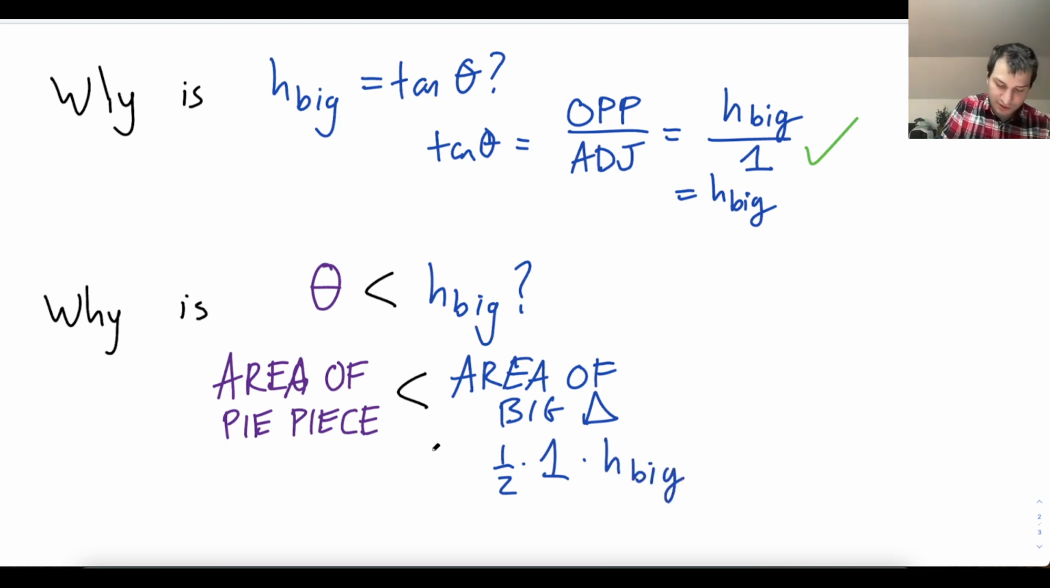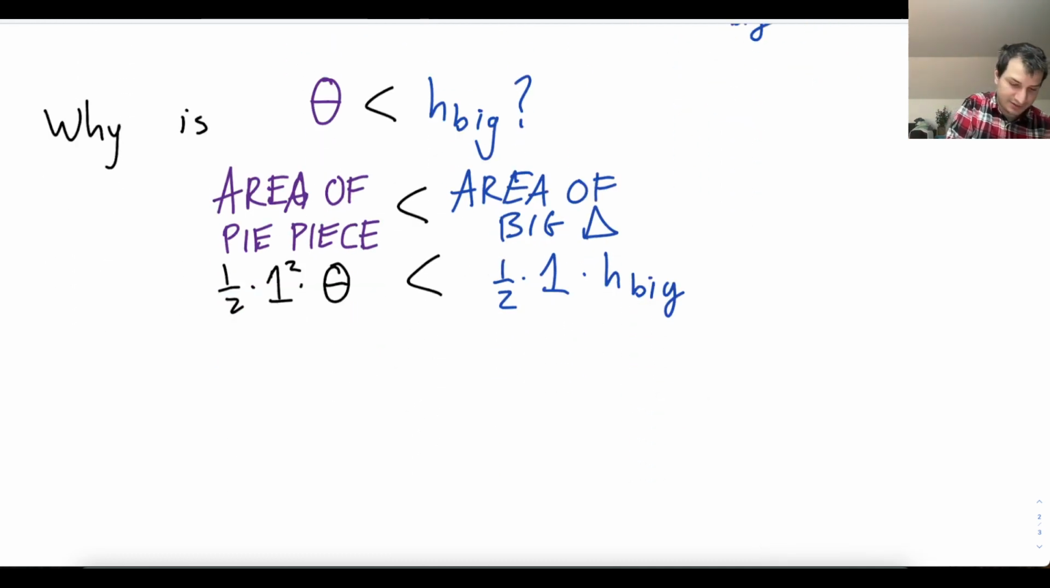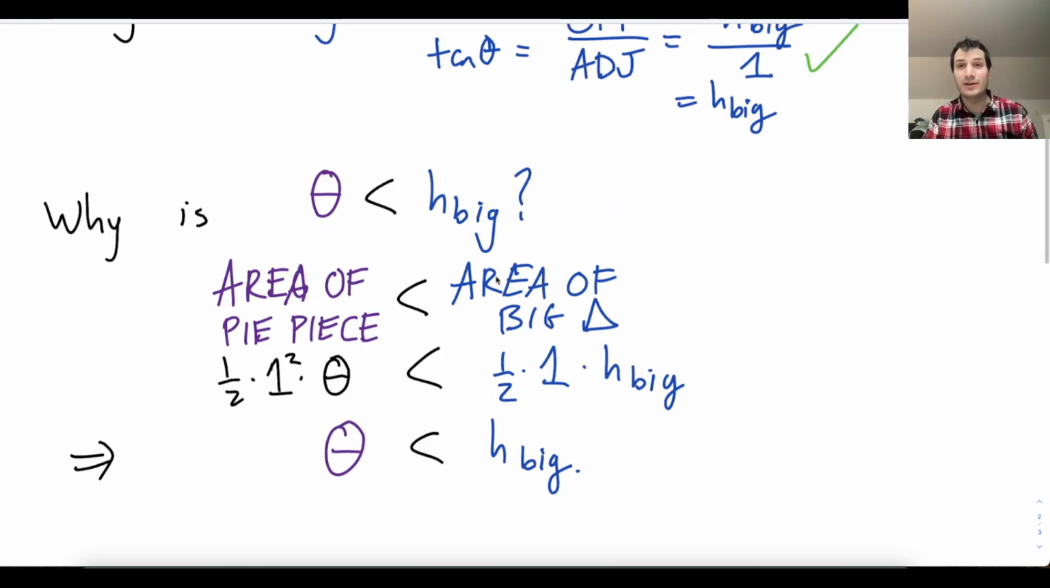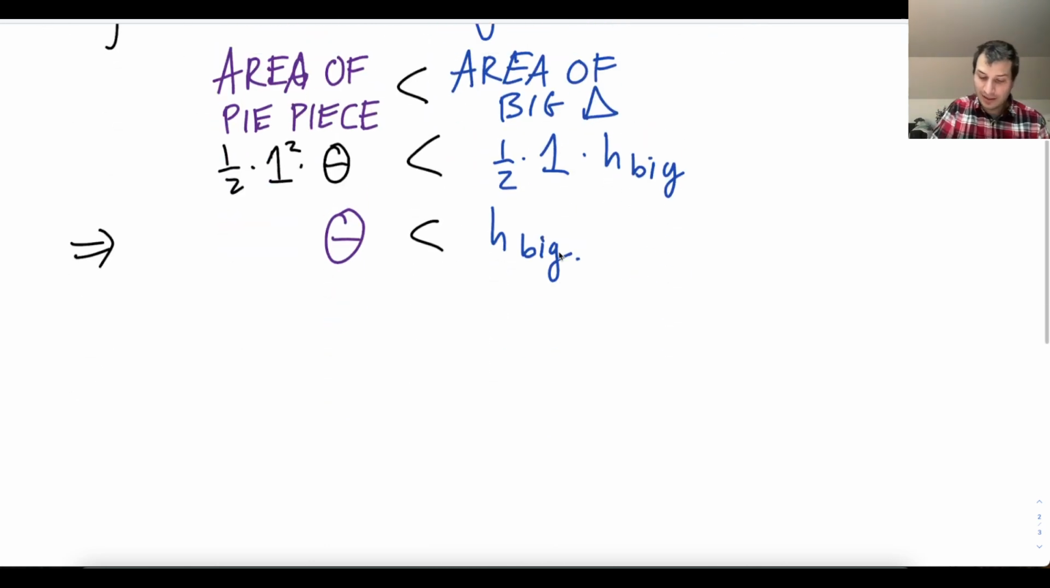And the area of the circular pie piece we did already. It is 1/2 times the radius squared. The radius was 1 times theta itself. And so if you combine these two facts together, cancel out the halves, you end up with that theta is less than h big. Just like we wanted. Okay, so we have another half of the sandwich now. Theta is less than h big, which is the tangent of theta.